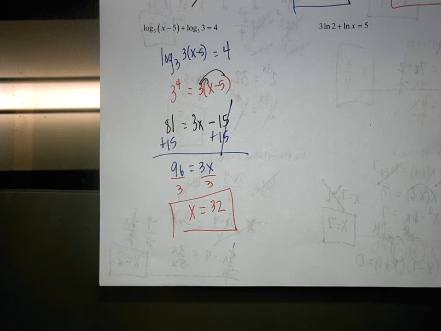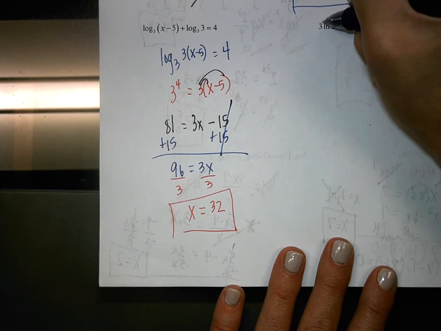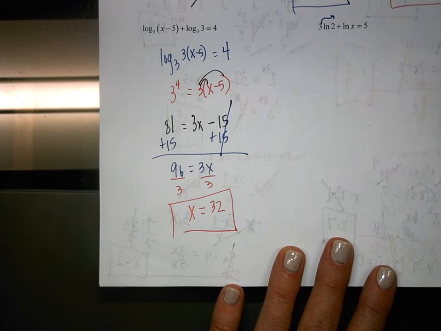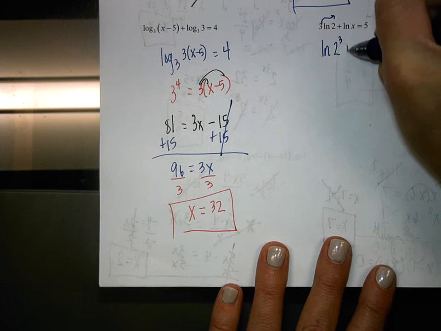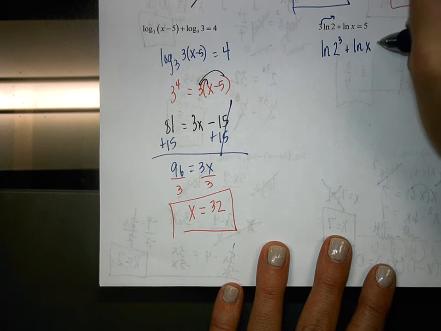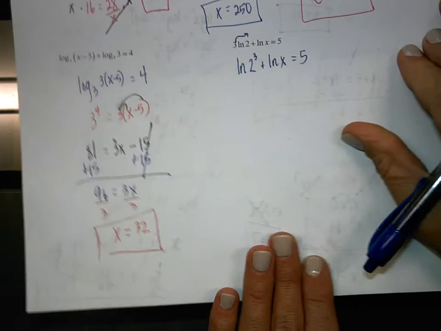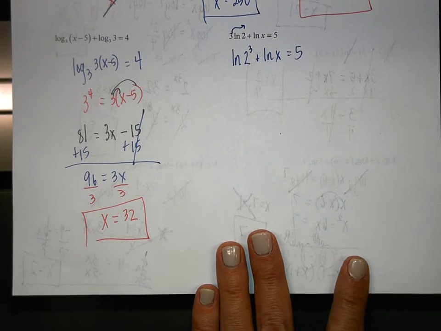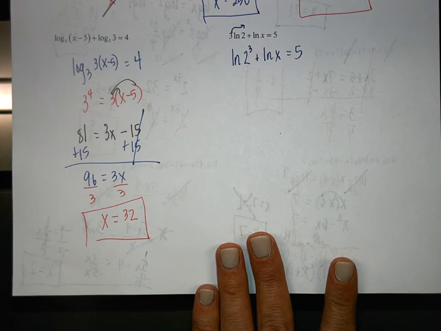You would get base 5. Before that. Good. Any number in front needs to become an exponent. So I'm going to rewrite this as the natural log of 2 to the 3rd power plus the natural log of x equals 5. Okay, then our next step is to do what, Dana? Oh, and then you're going to combine them. Very good. We're going to condense, and adding changes to multiplication.